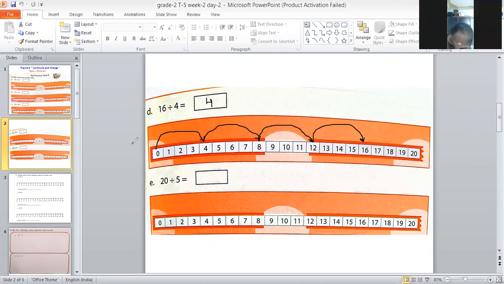Very good. So if we start from 0 and take 5 steps forward, which number will we reach, Misbah? 0 to 5, ma'am. Very good. If you take 5 steps forward from 0, you will reach number 5. That's the correct answer. Now, again, you have to take 5 steps forward. Hanvika, tell me what will be the next number if you take 5 steps forward from 5.